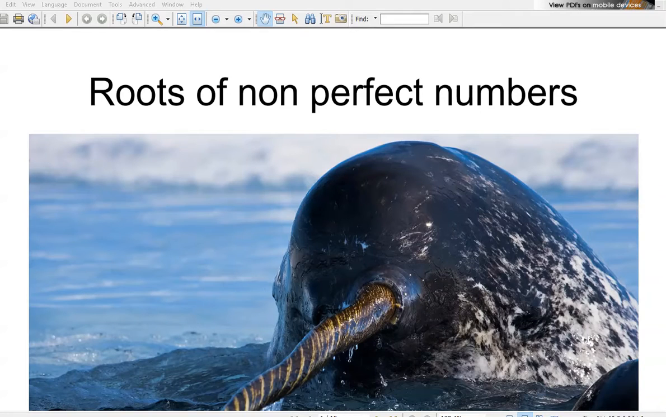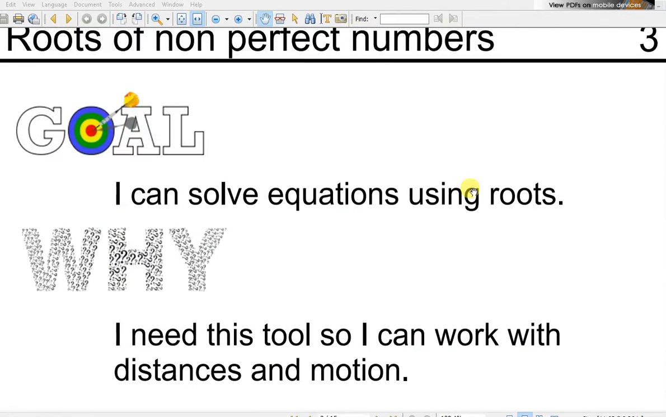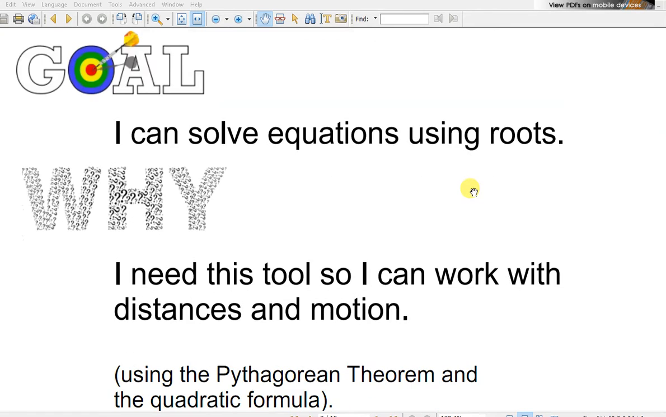Hi, this is Mr. Barr, and today we're going to take the roots of non-perfect numbers. In yesterday's video, we prime factored things, but the video before that, we were taking the square root using a calculator and getting crazy decimals. Well, now we're going to do it without the calculator and not getting crazy decimals. So roots of non-perfect numbers. Our goal is solving equations using roots. That's what we're actually trying to get to.